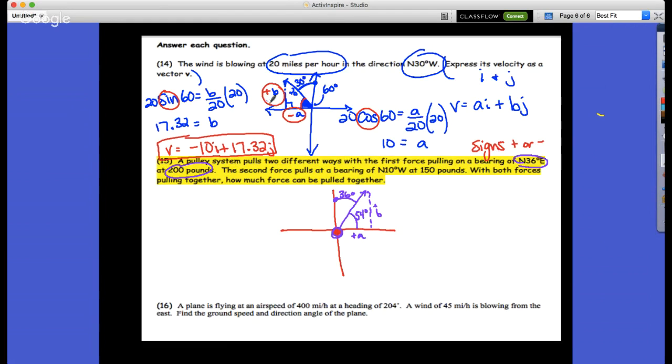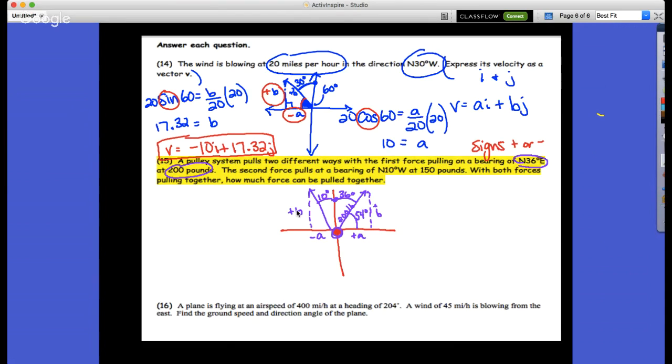Now, as far as the magnitude, this time it's no longer velocity. This time it's like force. So we'll put 200 pounds right on the hypotenuse there. That's what we've got for this first force. Now, the second one pulls north 10 degrees west. So we go 10 degrees on the west side. This 10 degrees should go about right in there, but we don't want that one, we want to go down. Same thing, we have A and B. B is positive since it goes up and down, where A is negative.